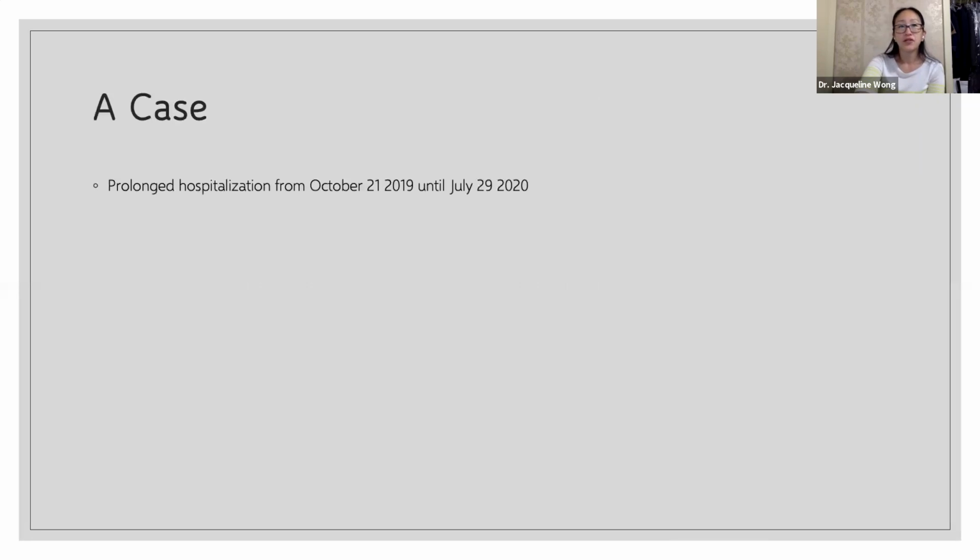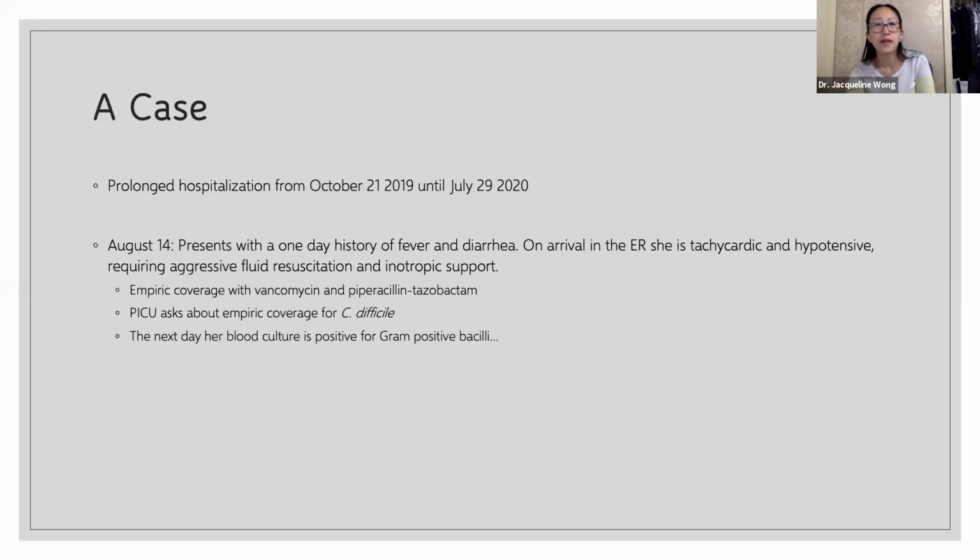So going back to her case, this young lady was actually hospitalized the entire time from October to the end of July. She had finished her chemotherapy and radiation therapy, and her stay was prolonged because she had issues with her diabetes insipidus. And then, unfortunately, 2 weeks later, when I was on service, she presented to the emergency department with a one-day history of fever and diarrhea.